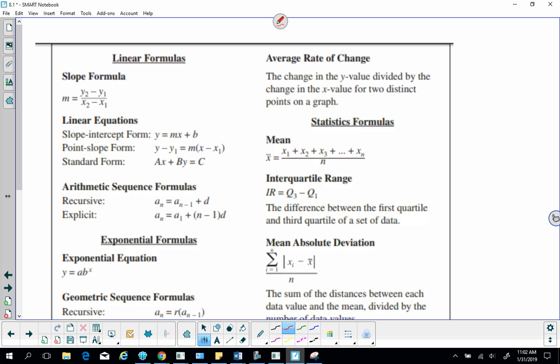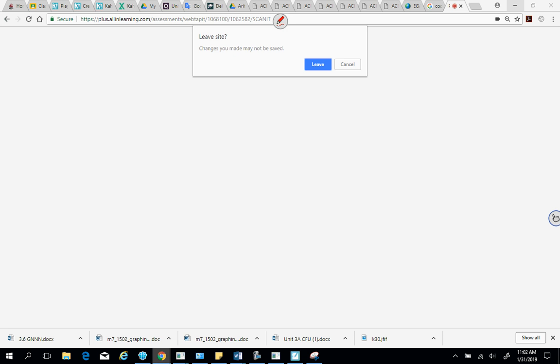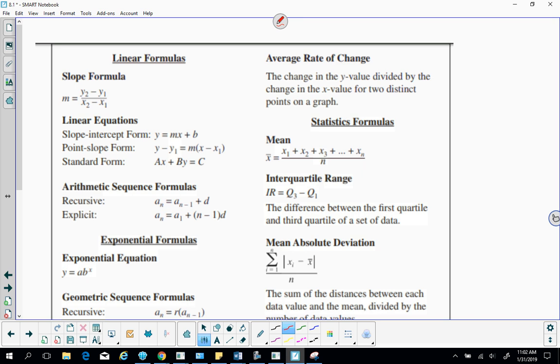So this is your formula sheet. This is the sheet digitally that you get every time you take a test, every time you take a milestone, a district exam, anything like that. When you're studying for your milestone, mostly what you're going to be studying is this sheet. And we're going to be taking notes on this sheet.